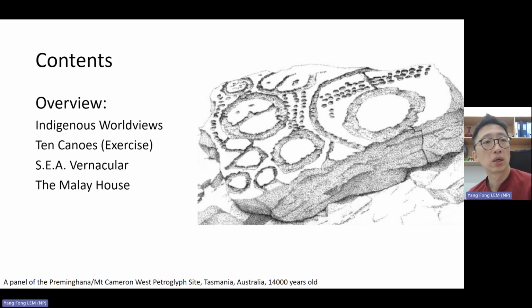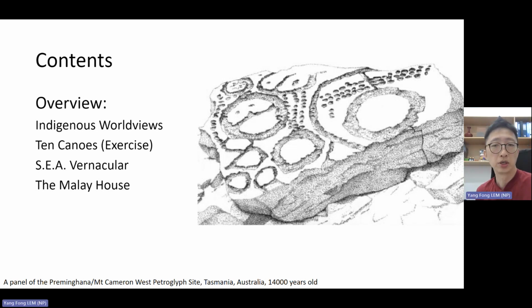So content for this sharing overview, looking at indigenous worldviews, 10 canoes. 10 canoes is worksheet 1. Then we'll be looking at Southeast Asian vernacular and the Malay house. The Malay house is worksheet 2.